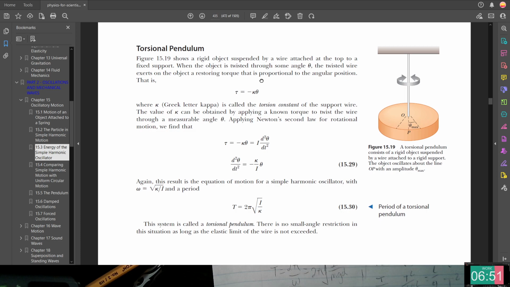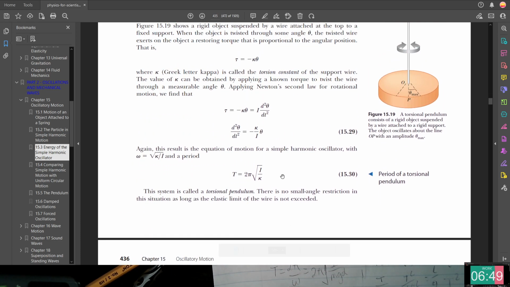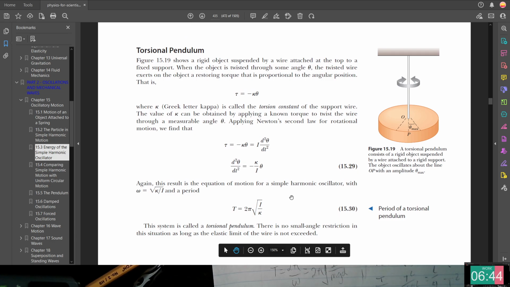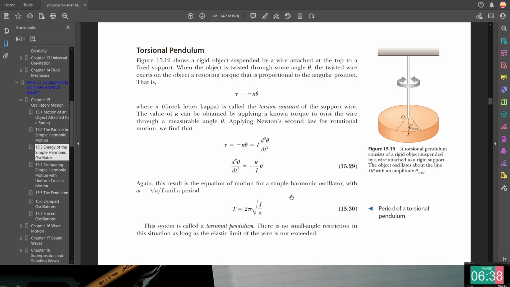Torsional pendulum. Okay, I'm getting pissed off. When does the chapter end? Right now. There's too much stuff to write down. Can I get a break? Nope, I have 6 more minutes until my break. About to break, I'll tell you that much.